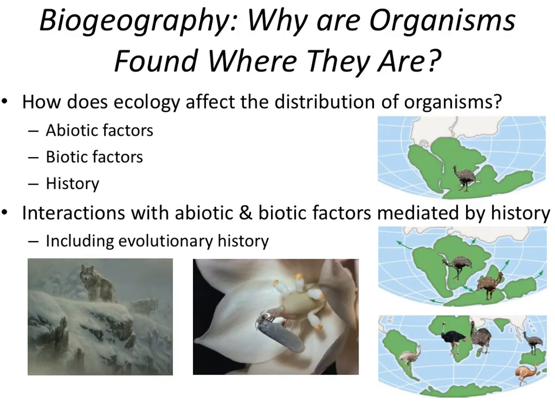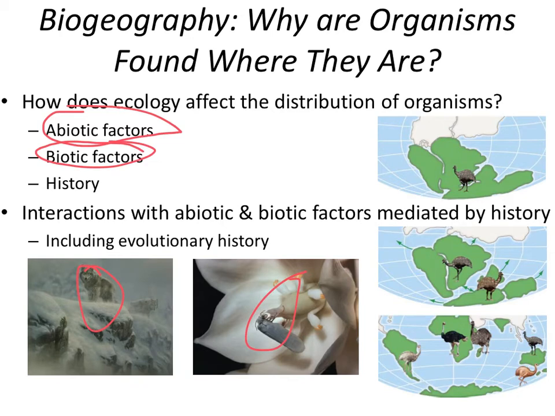Now, we also asked earlier, of course, why are organisms found where they are? And we went through all the different ecological factors that have to do with why things are found where they are. And this included, of course, abiotic factors, organisms' interaction with their environments. Let's say this wolf in the cold northern boreal forest or tundra. Biotic factors, their interactions with other animals or plants or other organisms around them.